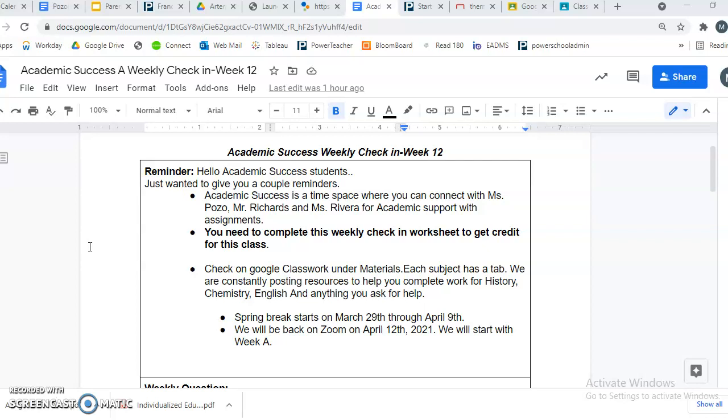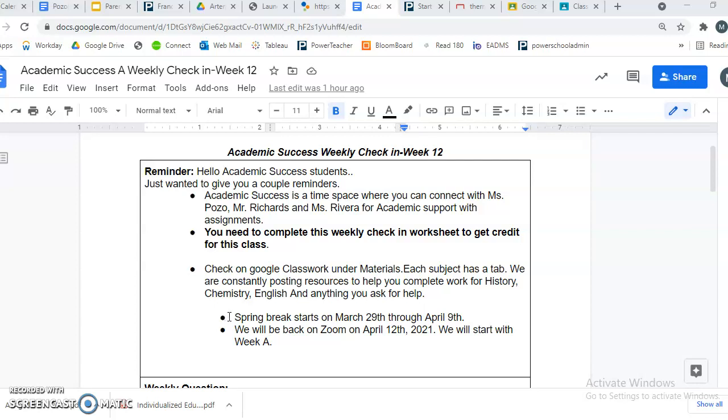So a couple of reminders: make sure that you're checking on Google Classroom under materials. Each subject has a tab, so find some resources for history, chemistry, English. If you're missing any of the assignments, try to look for some of them there so you can make up some assignments. Also, spring break starts on Monday.